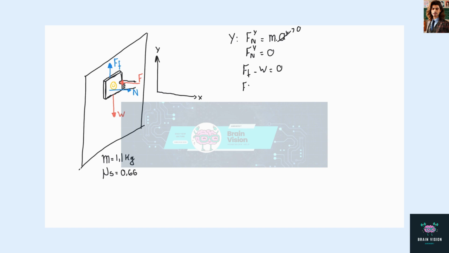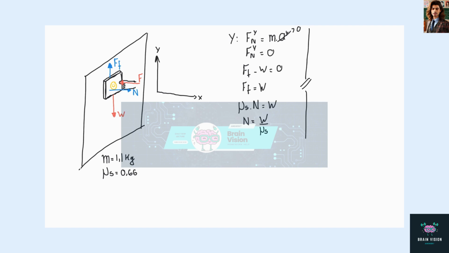As a consequence, the frictional force must be equal to the weight force, and this is our first conclusion. But the frictional force is given by the following expression. In this situation where the object isn't moving, it equals the static frictional coefficient times the normal force acting on it, and this is equal to the weight force. Then we conclude that the normal force acting on the picture must be equal to the weight force divided by the static frictional coefficient.